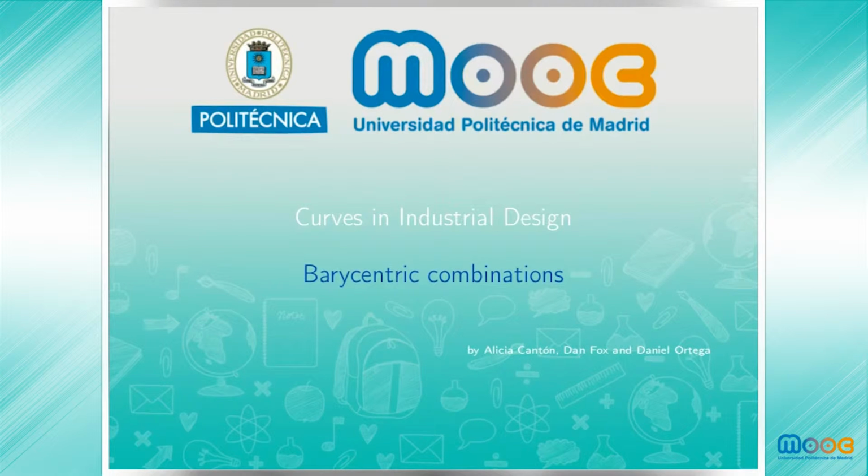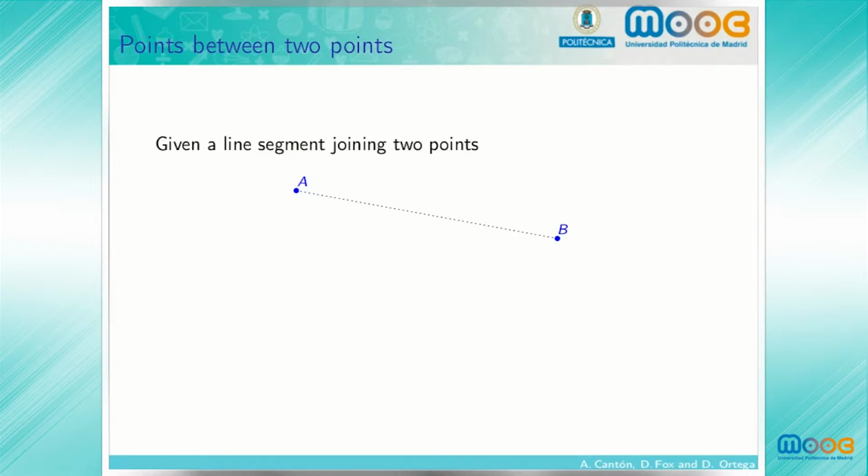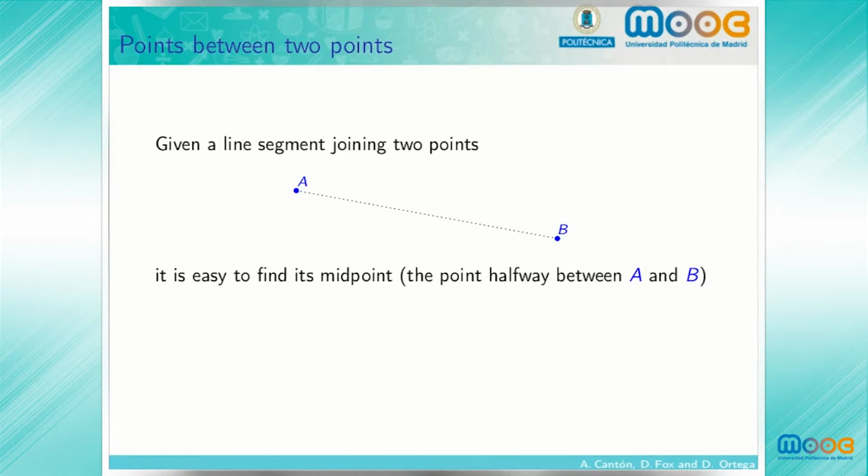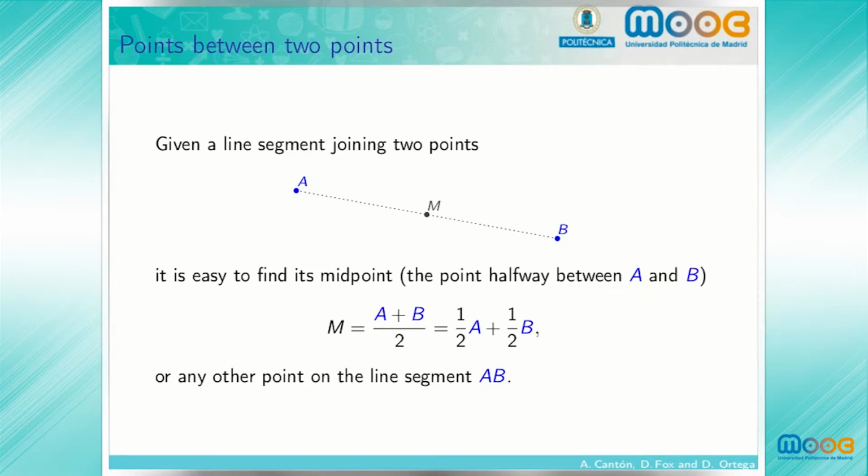Curves in industrial design, barycentric combinations. Given a line segment joining 2 points A and B, it's easy to find its midpoint, the point halfway between A and B. We can write the point M as half A plus half B. And we can represent any other point on the line segment AB in a similar way.